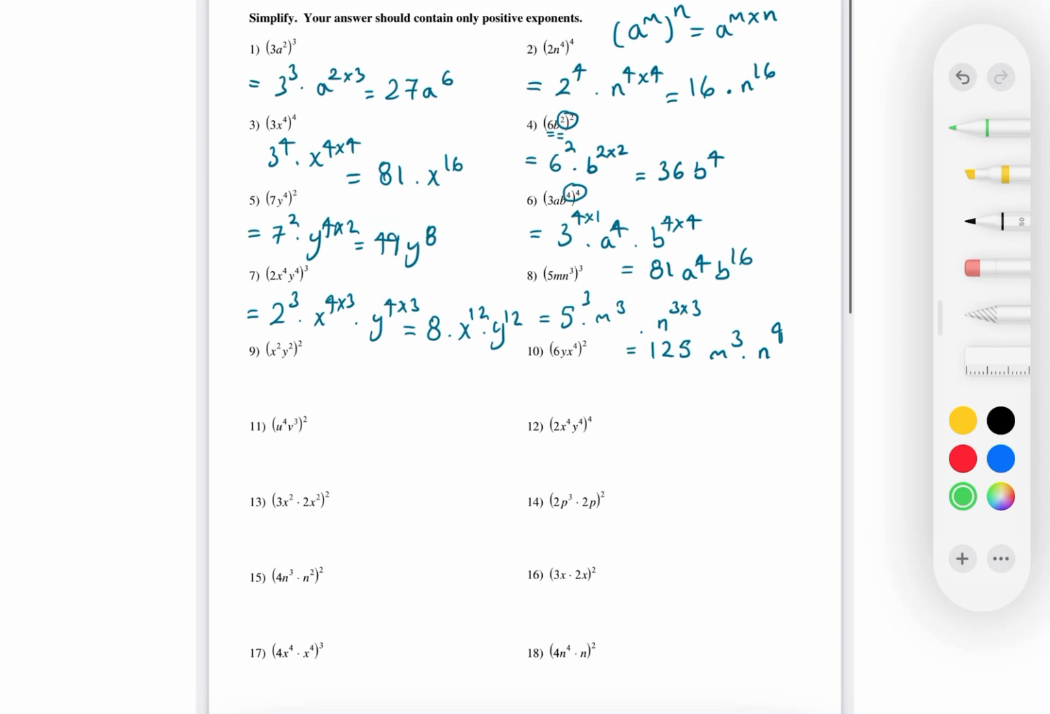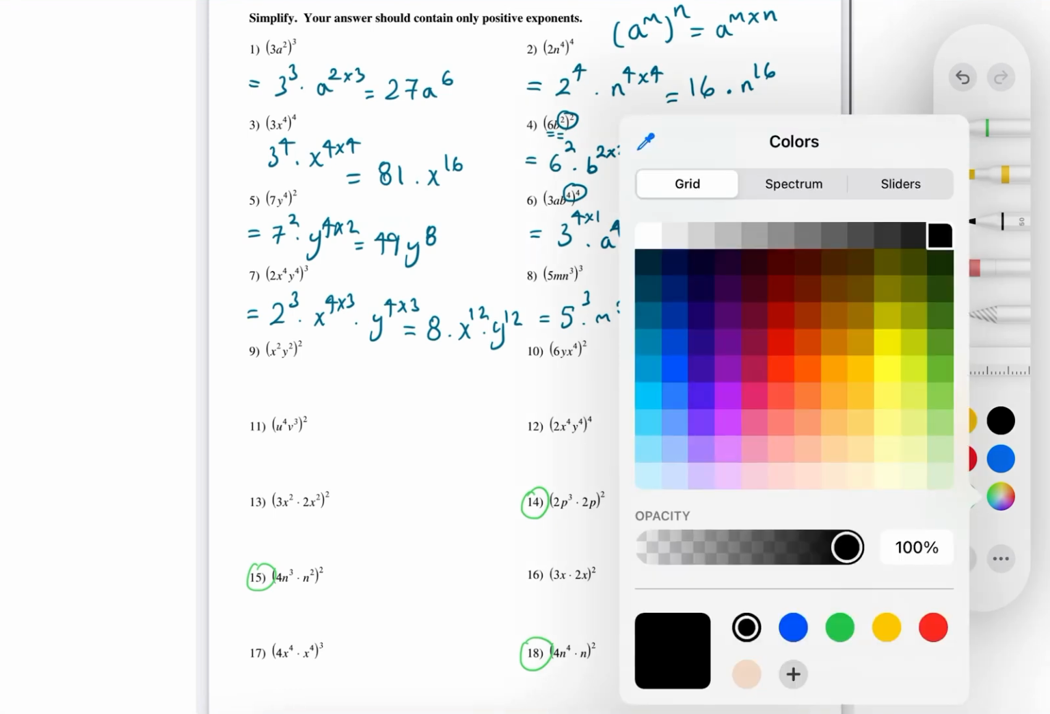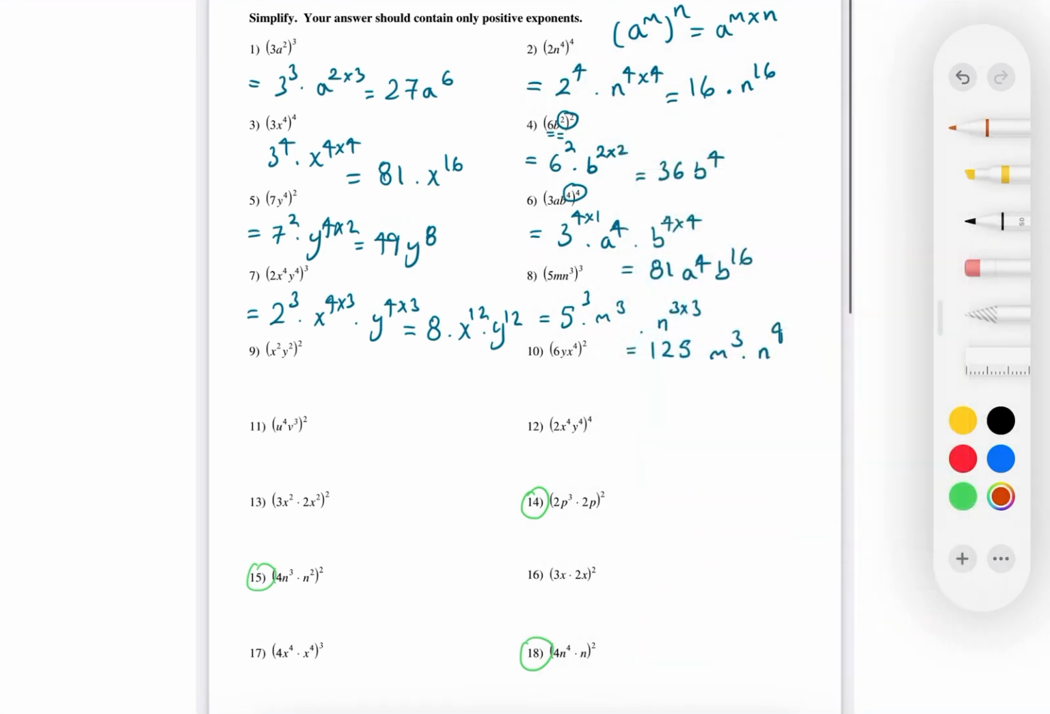Now, from now onwards, I'm just going to do the last 3 questions. You can try doing the other ones. I'm going to do 15, 14, and 18, because I think they're the hard ones. So let's try doing them now. So for 14, it's pretty simple. It's going to be, once again, 2 raised to the power of 2 times p cubed, times 2 raised to the power of 2 times p squared, right?